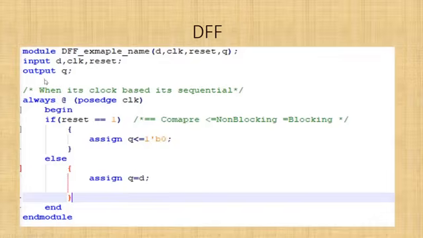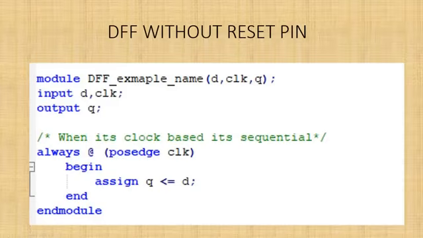Any sequential element will always have an always statement followed by posedge clock or negedge clock within the sensitivity list. The always block starts with begin and ends with end, and the module starts with module and ends with endmodule. Now when reset is equal to 1, we assign q <= 1'b0. And when that is not the case, we assign q = d. This is a D flip-flop with reset.